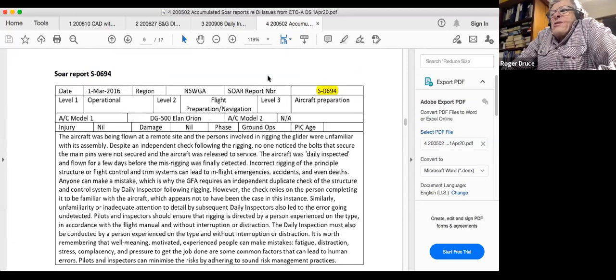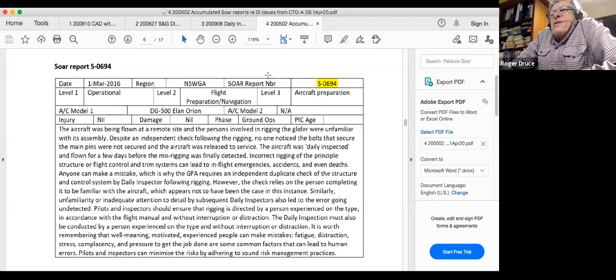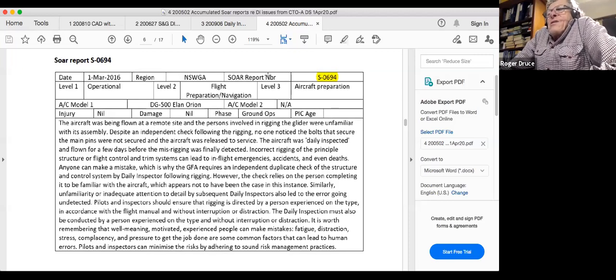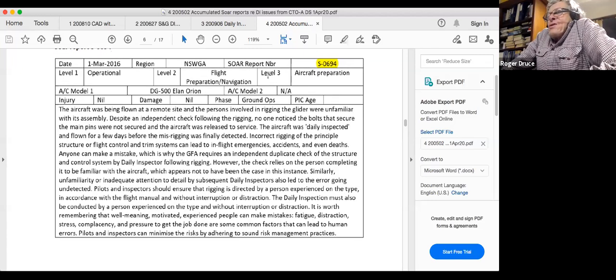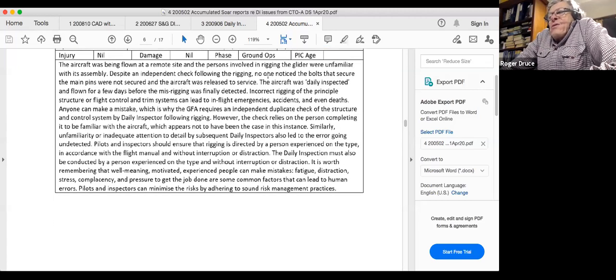New South Wales Gliding Association, Elan Orion. Aircraft flown to a remote site, person involved rigging the glider unfamiliar with its assembly. Despite independent check following rigging, no one noticed the bolts that secure the main pins were not secured. The aircraft was released to surface. Okay, go down, Dave, and we'll have a look at the picture.